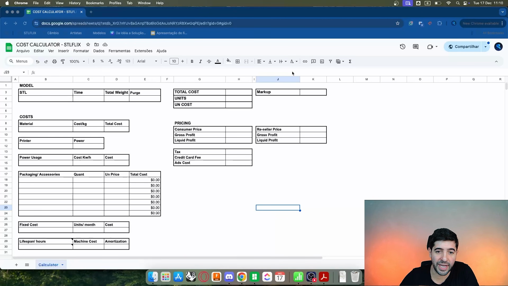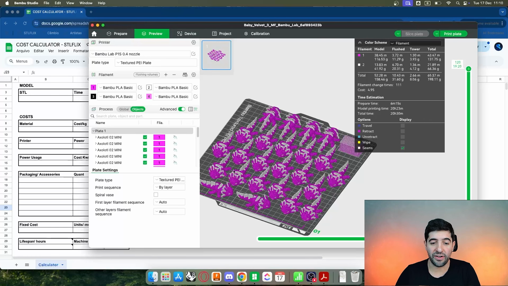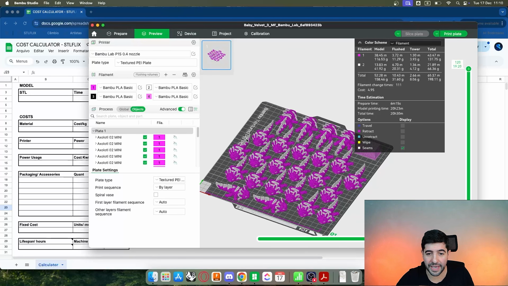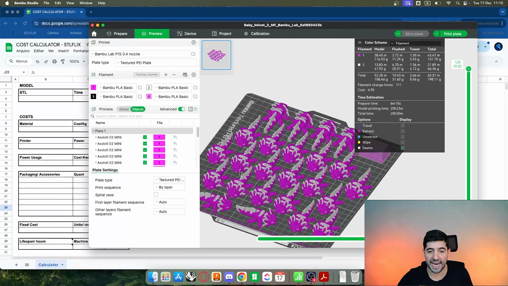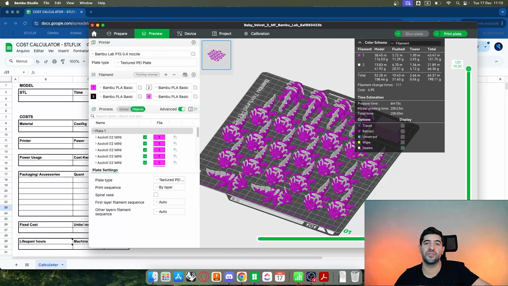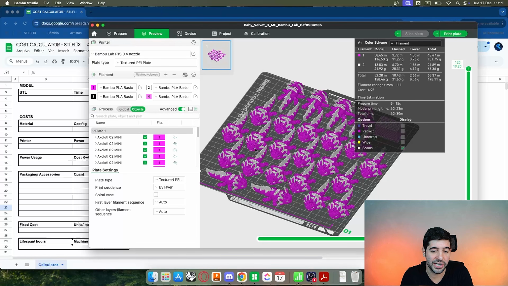All right, so the first thing that we need obviously is a model and a G-code so we can extract the data from, and I've created this whole spreadsheet based off of this model, which is the baby axolotl from STLFLIX, and I was able to put a bunch of baby axolotls. A lot of people talk about how much cheaper you can get a model when you put multiple on a single bed. So we are doing this technique right here, and I'm also using the filament optimization technique that I have in this video that you can click and check out as well.